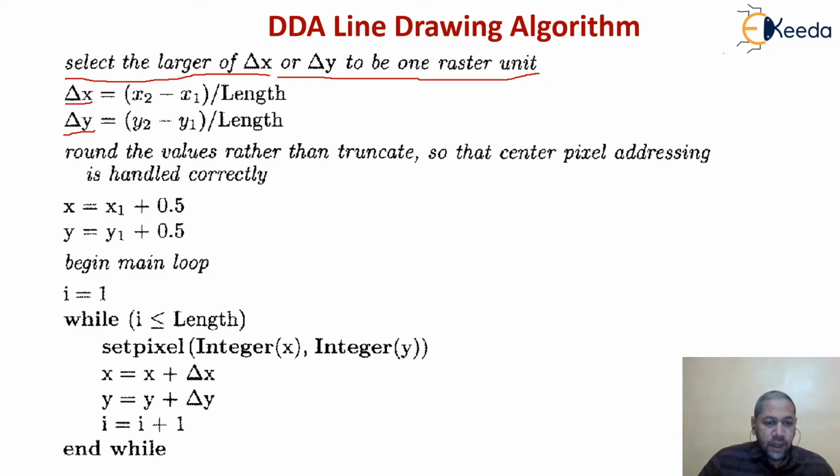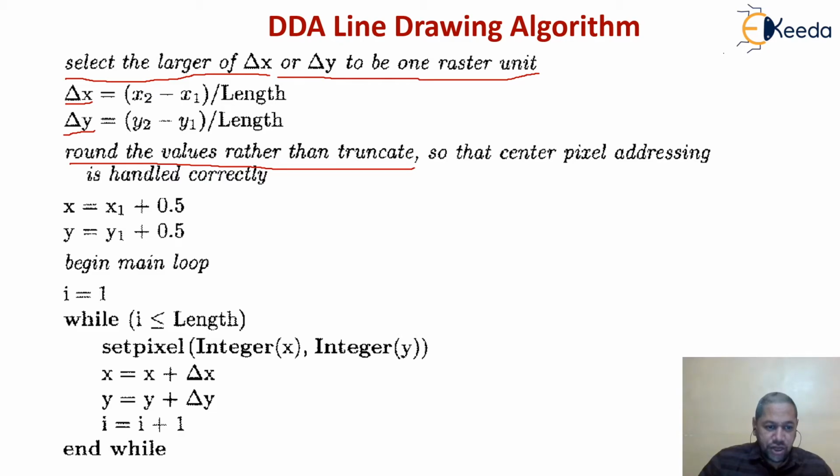Generally the value that I am getting comes into the fractional part. Suppose the length is 3, x2 minus x1, and I get 2, so 2 divided by 3 gives some point value in floating point arithmetic. Whatever point value I get, I have to round the values rather than truncate, so that center pixel addressing is handled correctly.